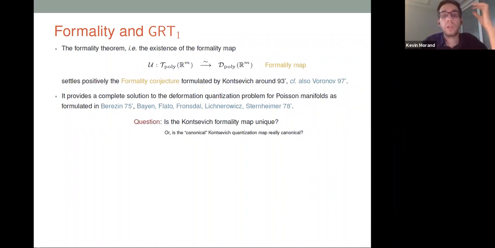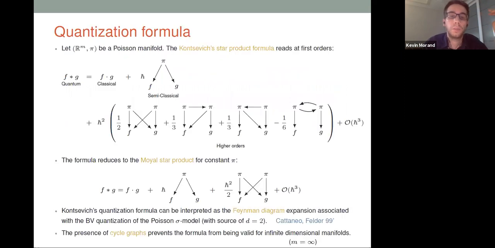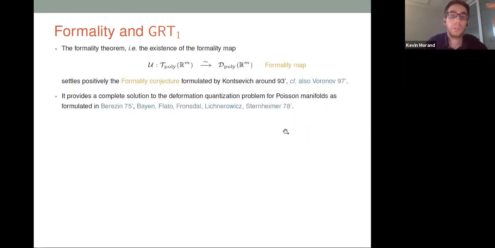So a natural question that one may ask is: is this solution unique? So in other words, is the Kontsevich formality map unique? Or is the canonical Kontsevich quantization map really canonical? So for example, are these weights completely determined by the fact that we have an associative product, or can we find some other set of weights such that we still have an associative product?